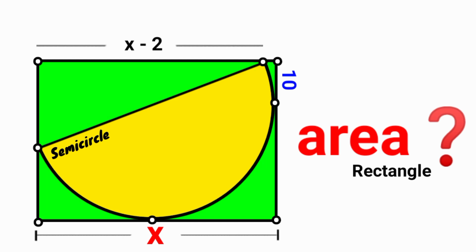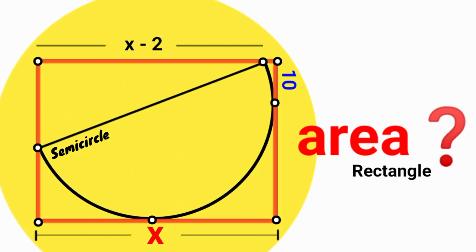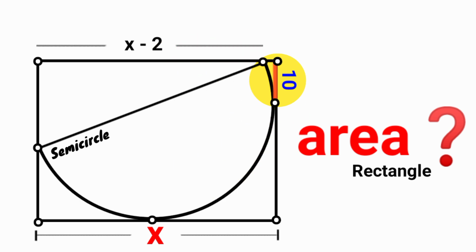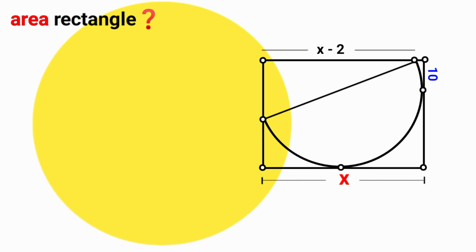Hi everyone. In today's question, we are asked to calculate the area of this rectangle. We have the length of this line segment to be 10 units. That of this is x minus 2. And this side of the rectangle is x units. Here we are told that this is a semicircle. So how can we solve this?